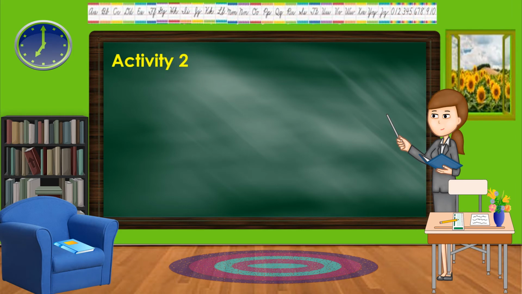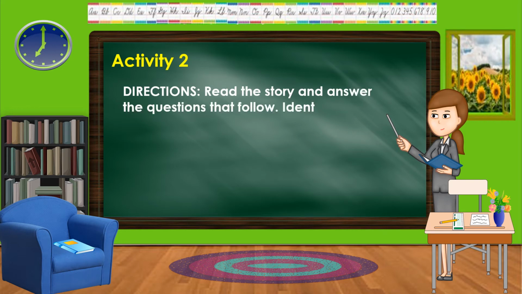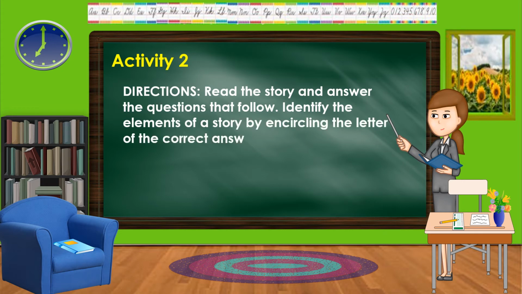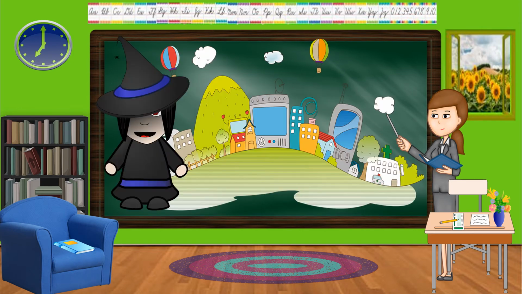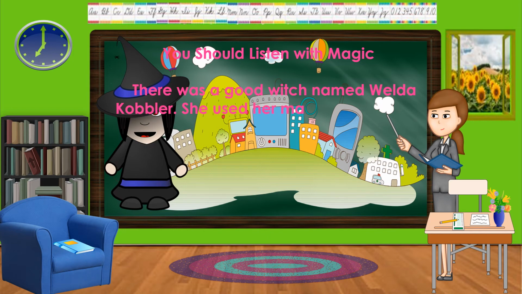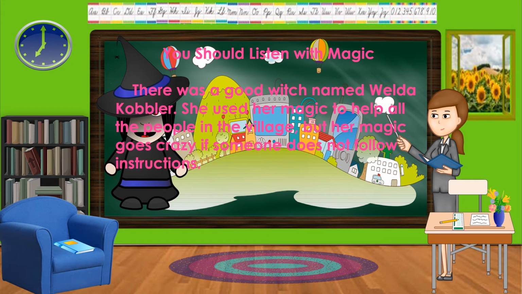Let's have another activity. Directions: Read the story and answer the questions that follow. Identify the elements of a story by encircling the letter of the correct answer. You Should Listen with Magic. There was a good witch named Welda Cobbler. She used her magic to help all the people in the village. But her magic goes crazy if someone does not follow instructions.